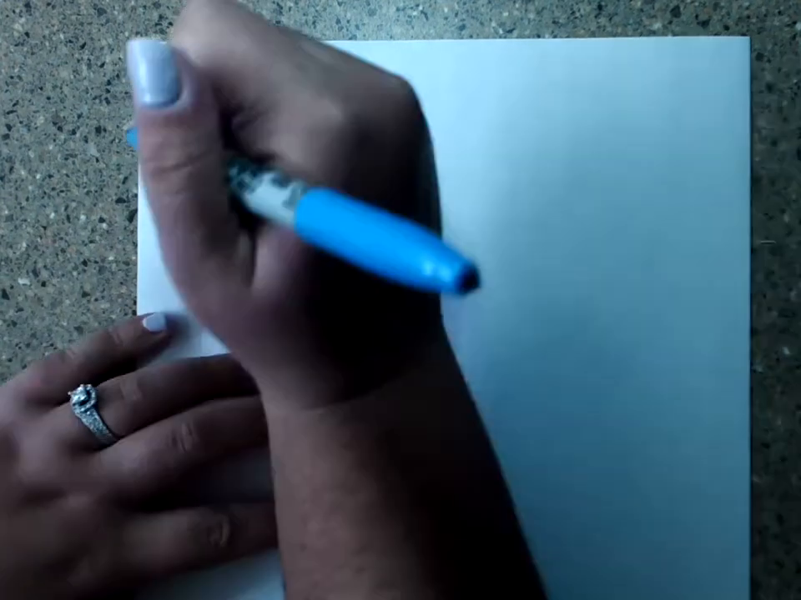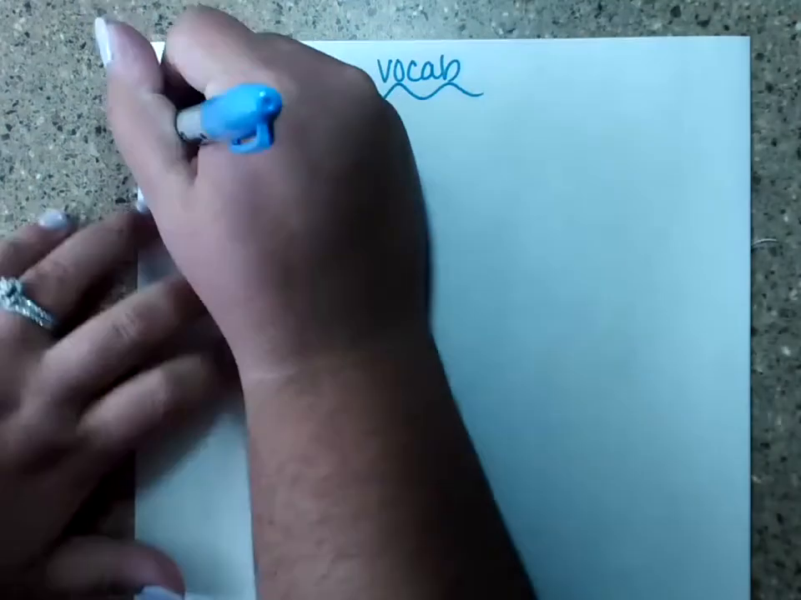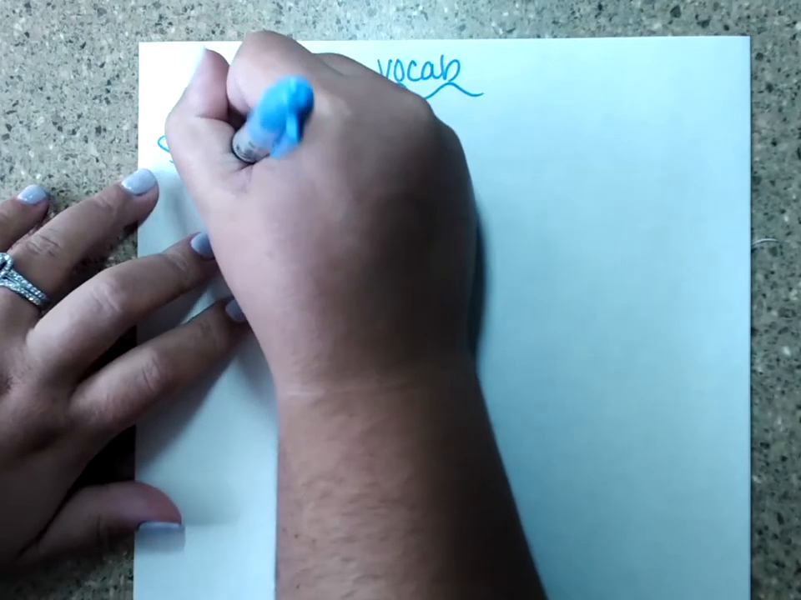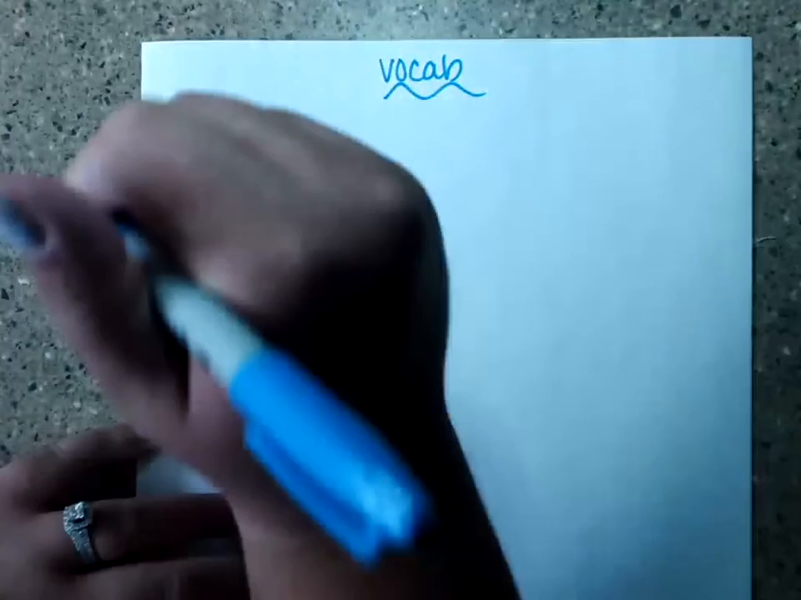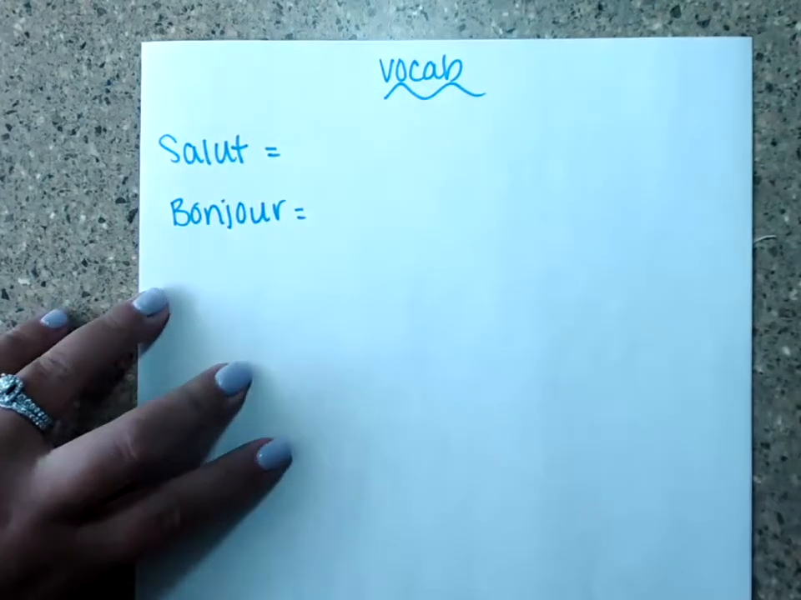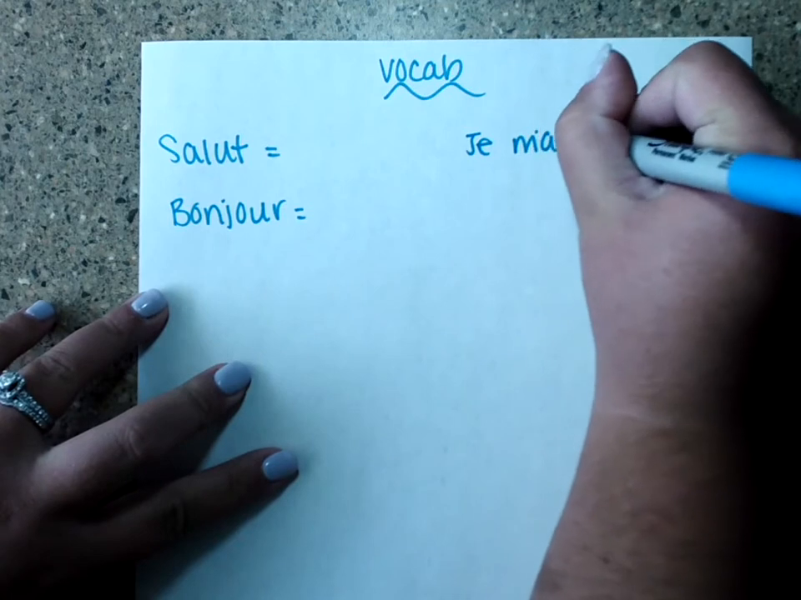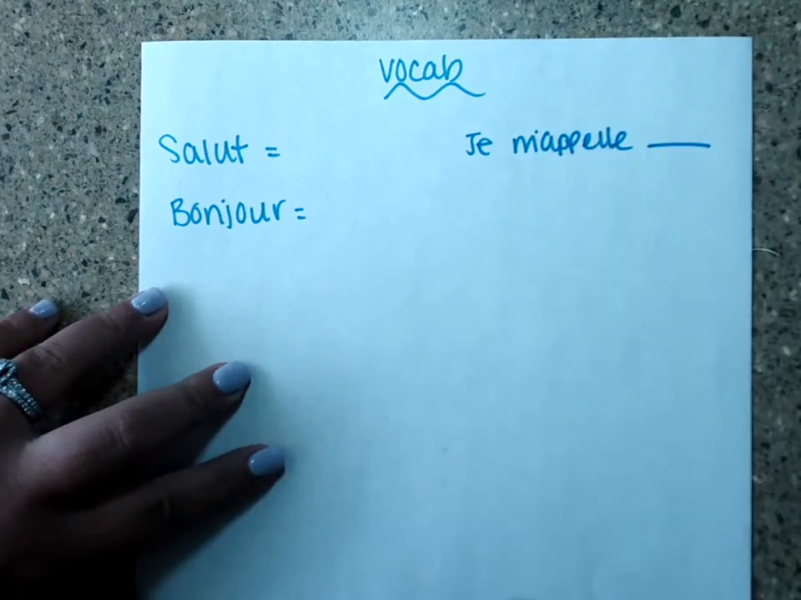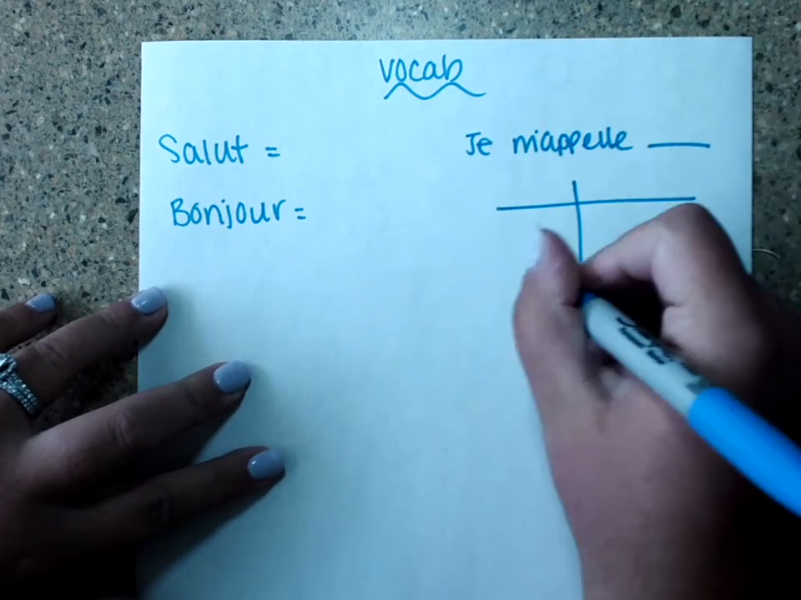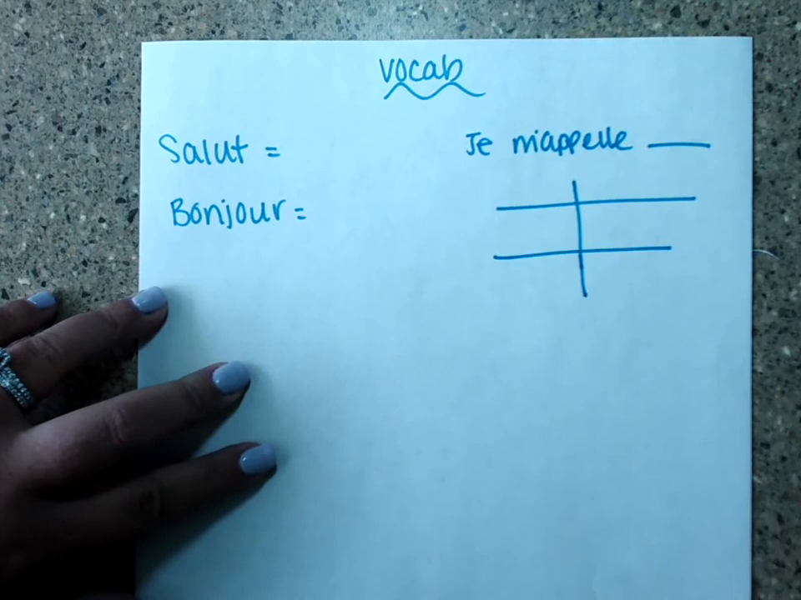So first vocab word that I would like to talk about is just a review of what we did yesterday. We went over what salut was. We went over what bonjour was. We learned je m'appelle. And we learned the subject pronouns. So I'm going to draw my subject pronouns box here, and we're going to fill this out together.